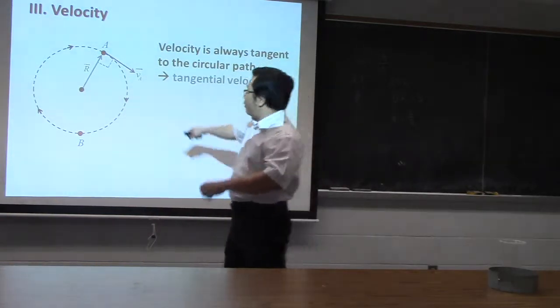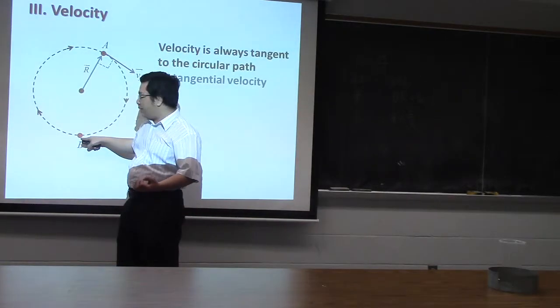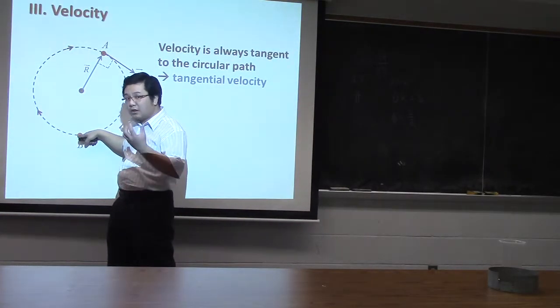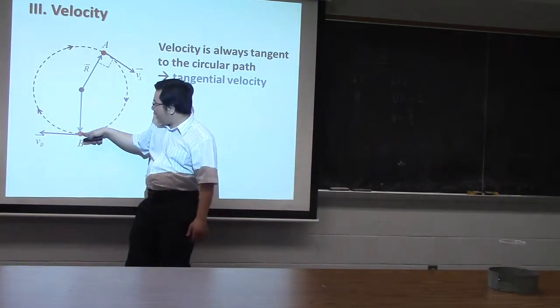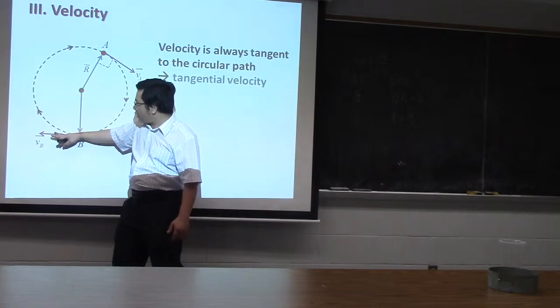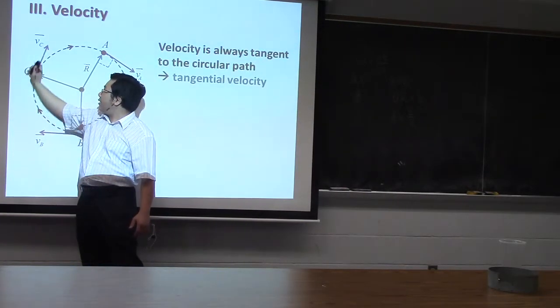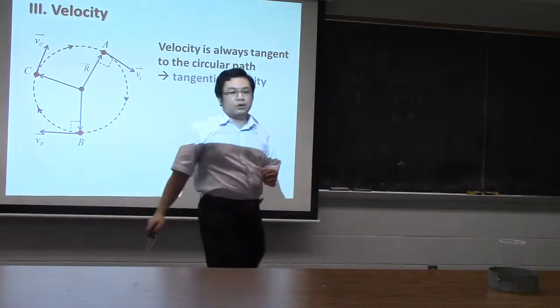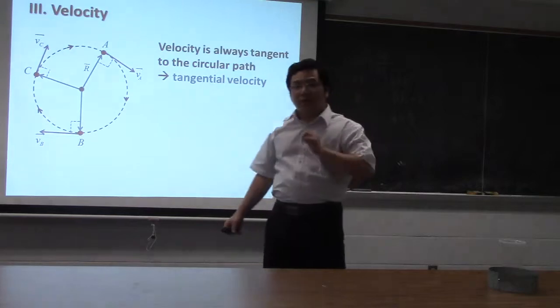Once the object travels from A to B, its velocity changes direction so that it is tangent to the circle at B. So we have this direction. And as it continues to move, the direction of velocity changes until the point C. And again, it has a tangent direction to the circle. That is about the direction of velocity.